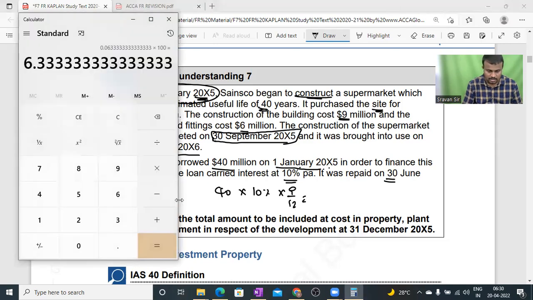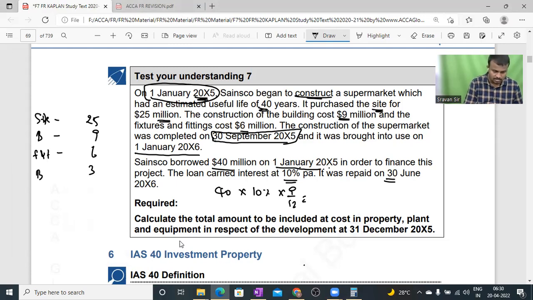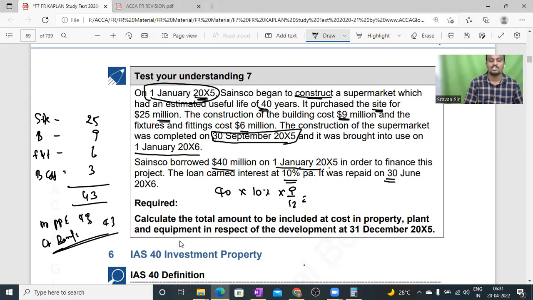So 9 by 12 into $40 million into 10% equals 3. That is the borrowing cost. So 25 plus 9 plus 6 is 40, plus 3 is 43. $43 million is the amount required to be considered. Then we write debit PPE, credit bank. How much amount? $43 million. Okay, so this is about borrowing cost.